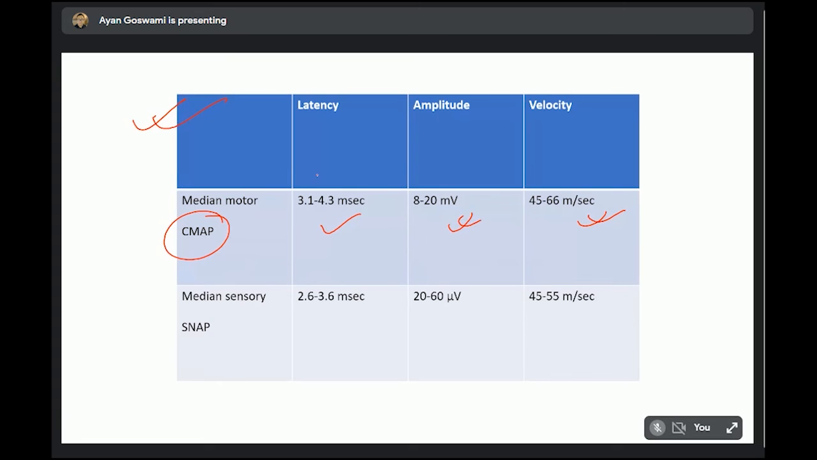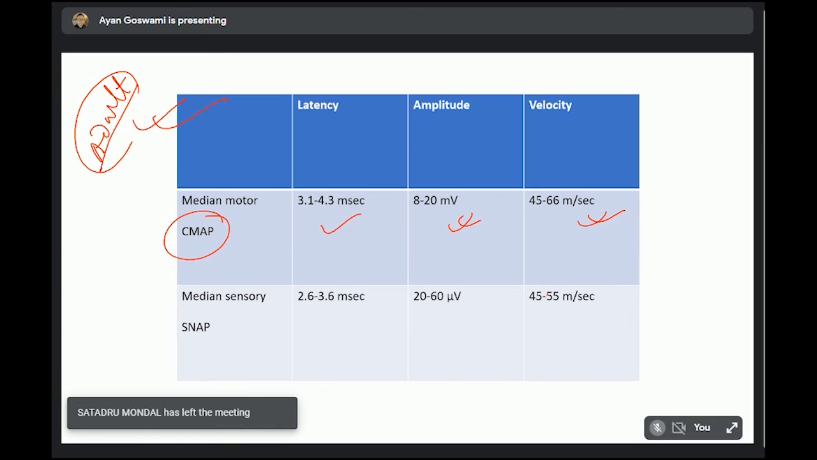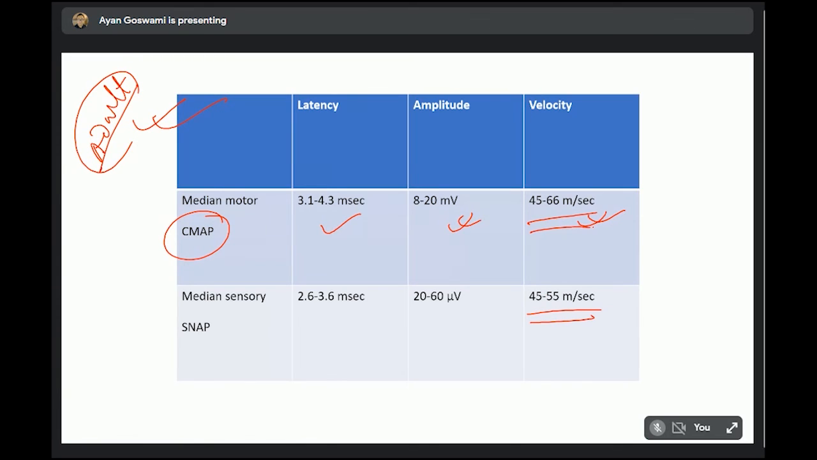So for every nerve, we have the normal values, and these are adult values. This value also changes with age, right? So you see everywhere there is a range, and nerve conduction velocity is around 50 meters per second. Everywhere it is around 50 meters per second. So median motor compound muscle action potential, and median sensory, that is sensory nerve action potential, all the normal values are given here.